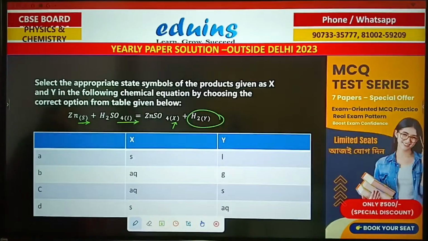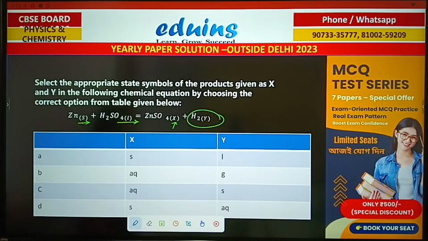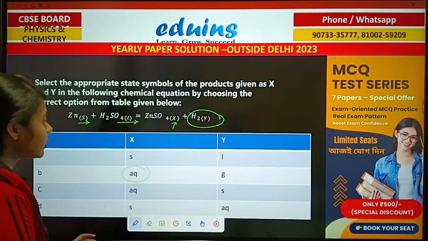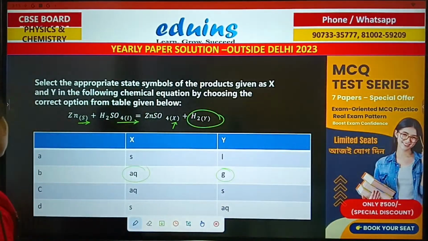So we know that metals react with acid and give salt and hydrogen gas. And this salt ZnSO4 is in aqueous form. So this is the mixture of water and ZnSO4. So this is in aqueous state and hydrogen is the gas. So this is in the gaseous form. So option B is the correct answer, where we get ZnSO4 in aqueous solution and hydrogen in gaseous state.